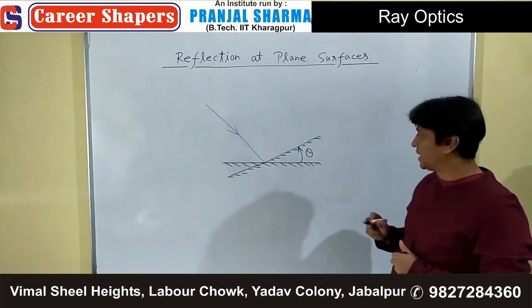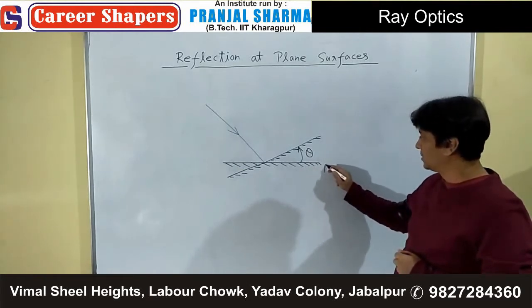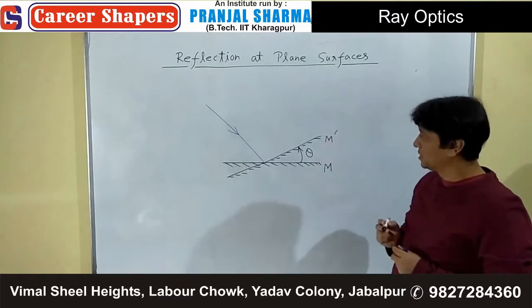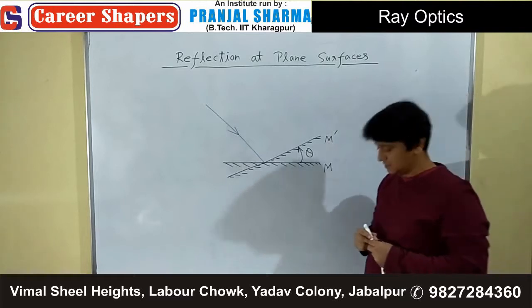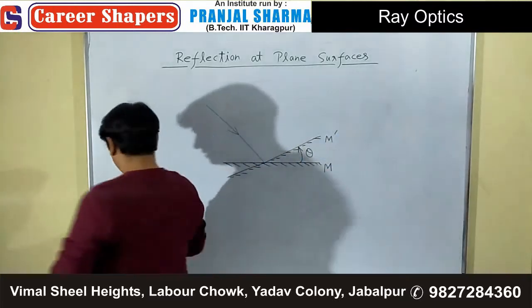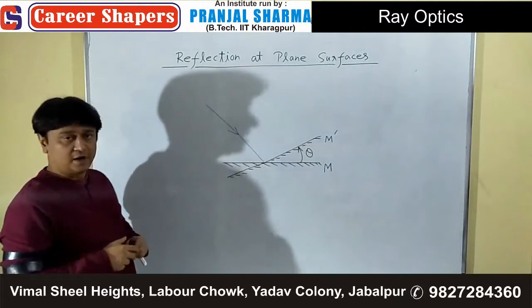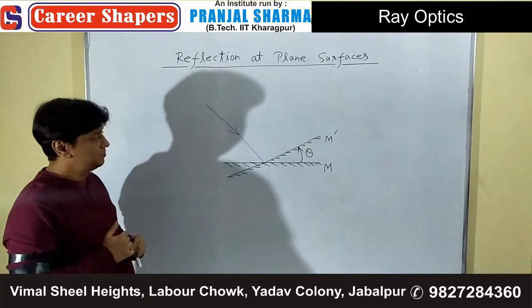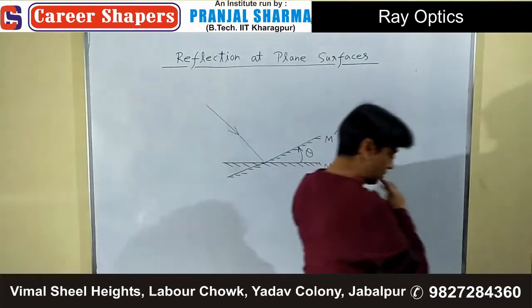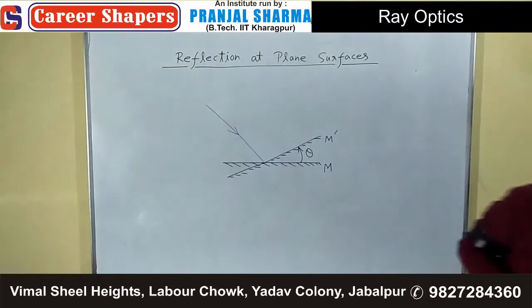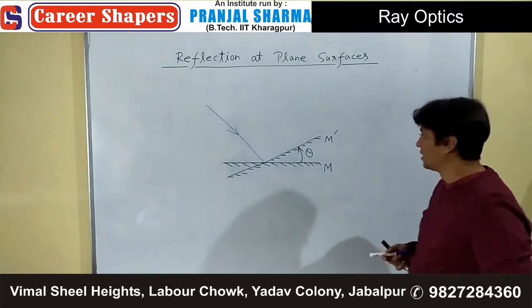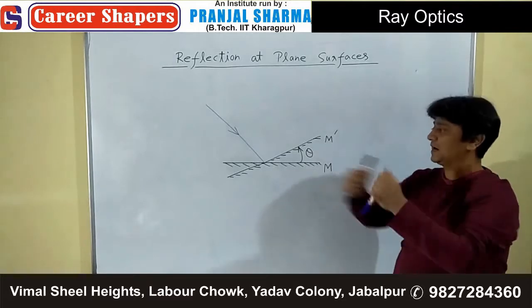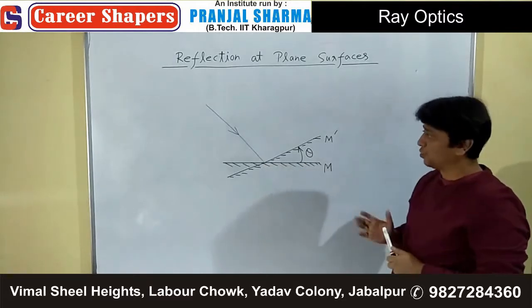If a mirror is rotated by an angle of theta, then find out, if the incident ray is kept the same, then by what angle the reflected ray rotates?